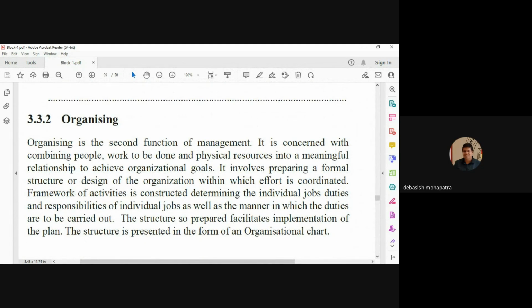Then is organizing. Organizing is the second function of management. This is concerned with combining people, work to be done and physical resources into a meaningful relationship to achieve the organizational goal. It involves preparing a formal structure or design of the organization within which efforts are coordinated, a framework of activities is constructed, and the duties and responsibilities of individual jobs are determined, as well as the manner in which the duties are to be carried out.